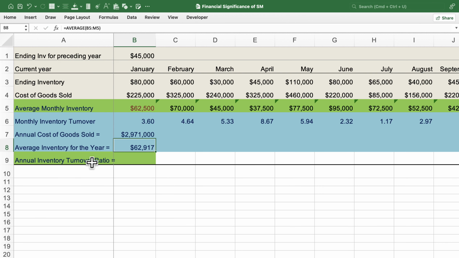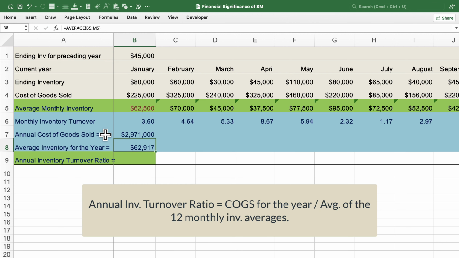Annual inventory turnover ratio is the ratio of annual cost of goods sold and average inventory for the year. So we will just take the ratio of these two, 2.971 million divided by average inventory for the year, and that becomes 47.22.